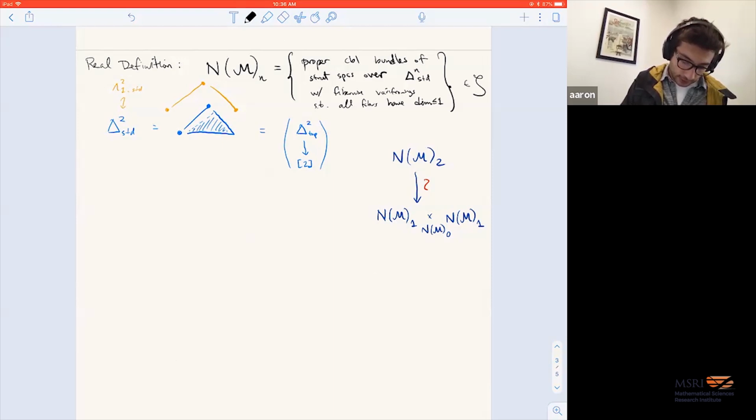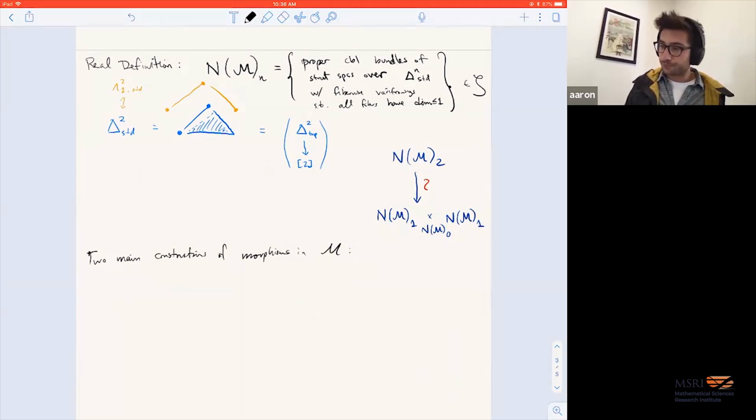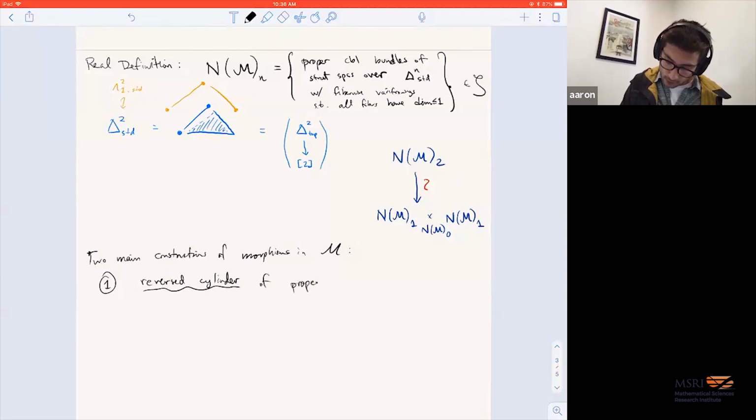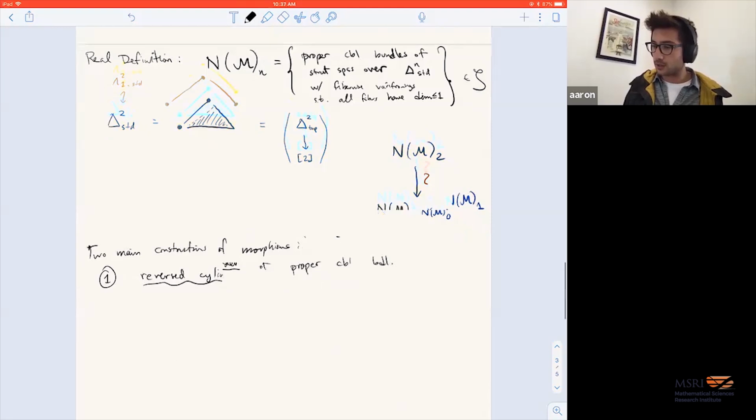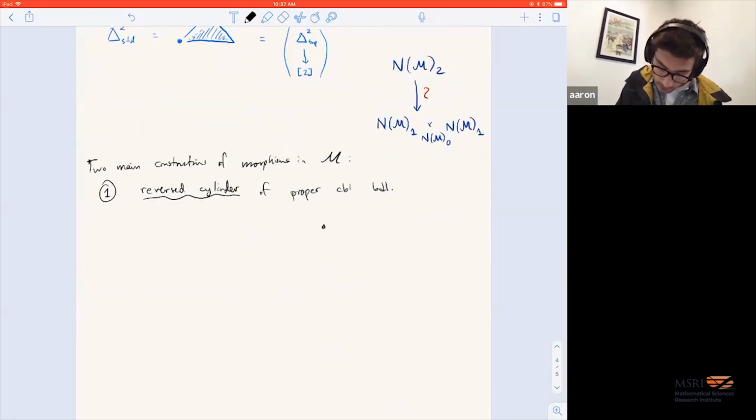So I just want to highlight two main constructions of morphisms in this infinity category curly M. One of them is what I'll call a reversed cylinder of a proper constructible bundle of stratified spaces. Let me just draw a picture and leave it at that.